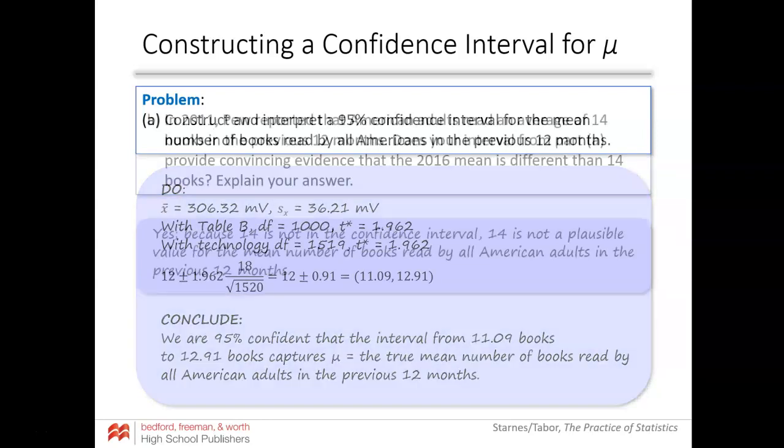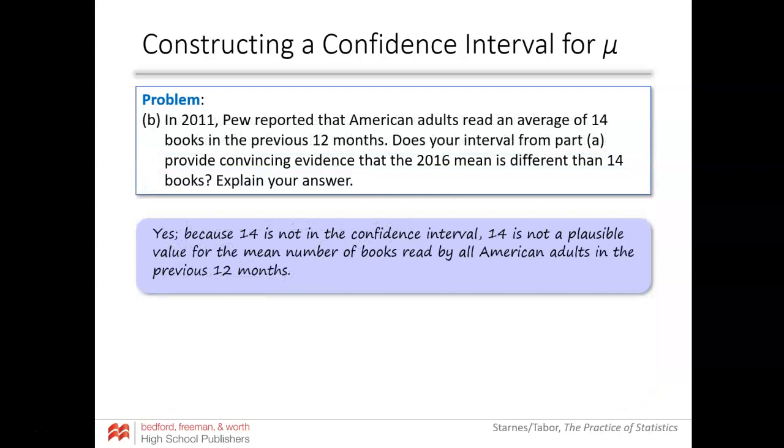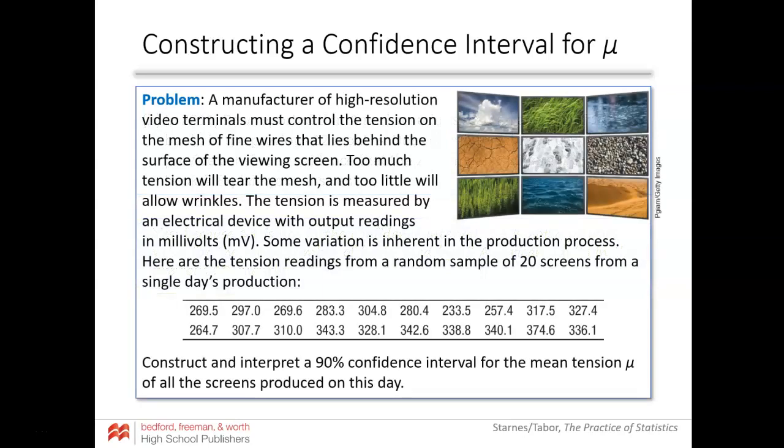So our interval gives pretty decent evidence that, and you could go as far as to say it's less than 14, but we're definitely not even including 14. So we do have convincing evidence that the mean number of books read by all Americans is not 14. We'll learn more about directional claims when we get to hypothesis testing for these. All right, sorry for all those typos. Next problem. Let's hope for no typos.